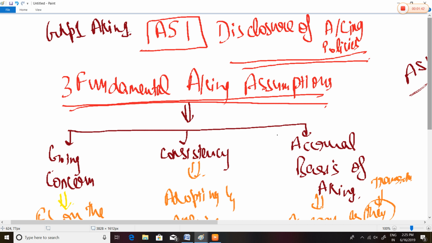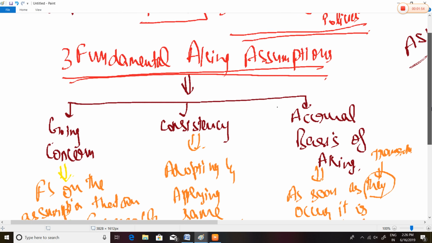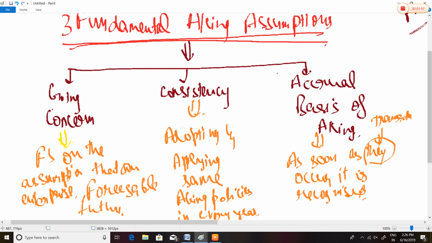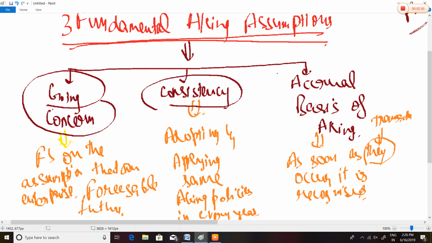AS1, disclosure of accounting policies. AS1 recognizes three fundamental accounting assumptions. I hope you are clear with the basics of accounting assumptions. The three recognized by the accounting standard are: going concern, consistency, and accrual basis of accounting.